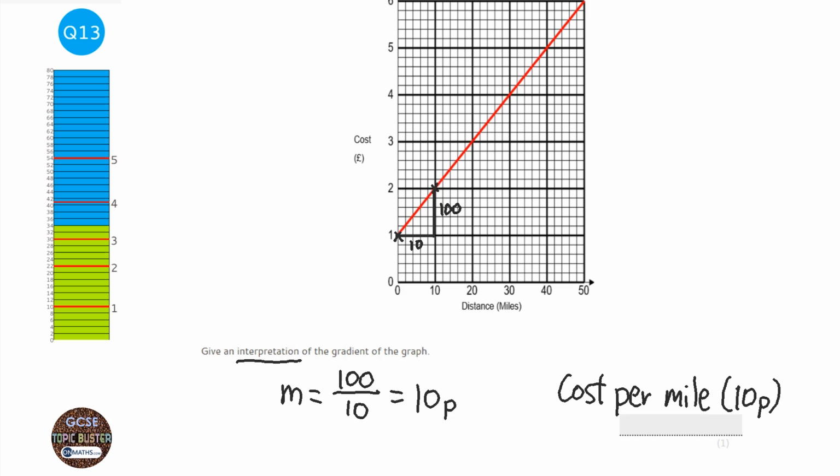Now, it could be that just writing the cost per mile for this question would give you the mark, but if you actually wrote the gradient as well, then you definitely get the mark, and sometimes it will ask you for the gradient and then ask you to interpret it.